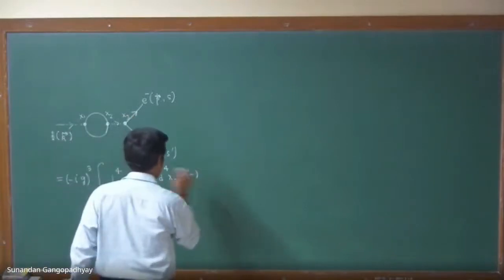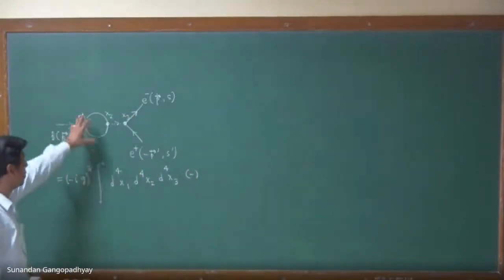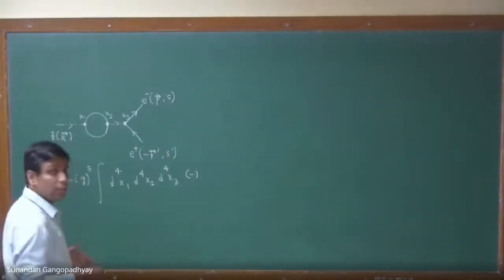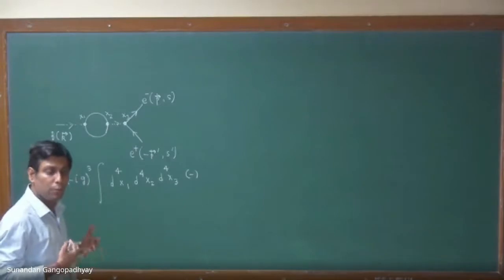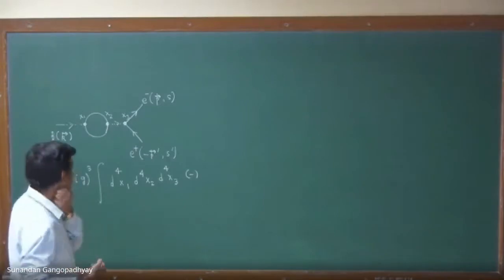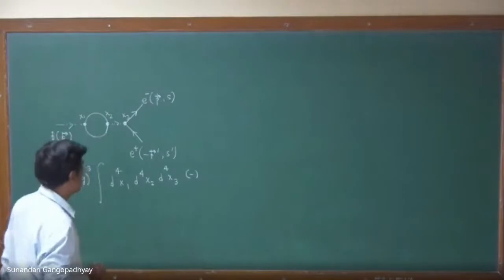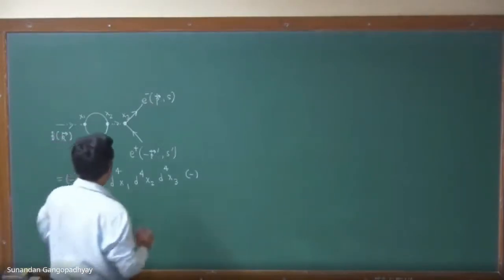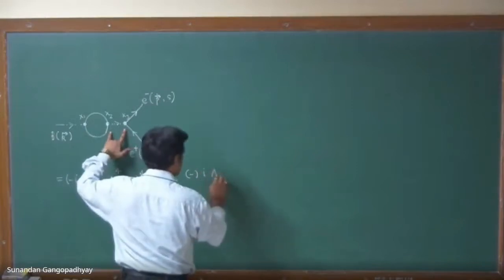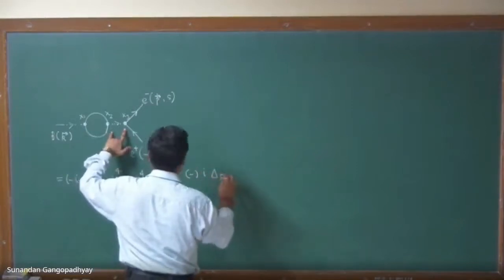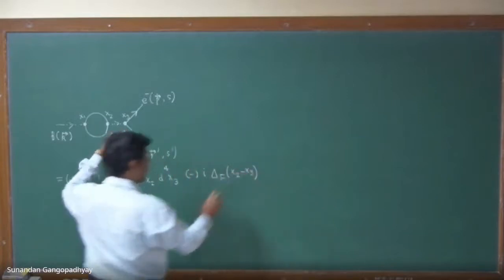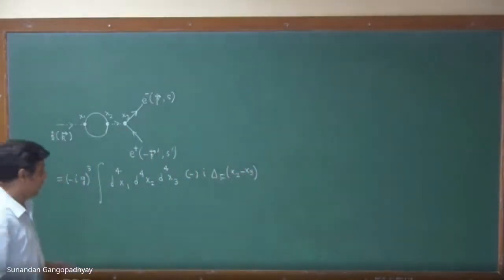First of all, I have a minus because of the Fermion loop. We have a loop there that gives a minus sign. That comes both in the Feynman rules in position space as well as in momentum space. We have an extra minus sign with the Fermion loop. Then let me just write this form. This is easy to write. i delta_F(x2 minus x3) or (x3 minus x2).